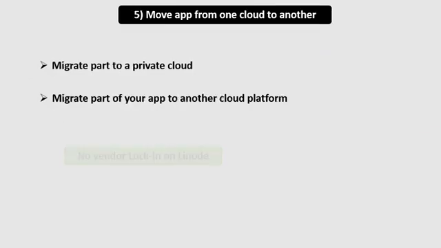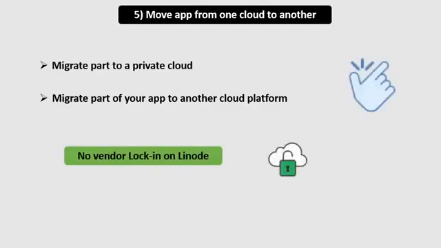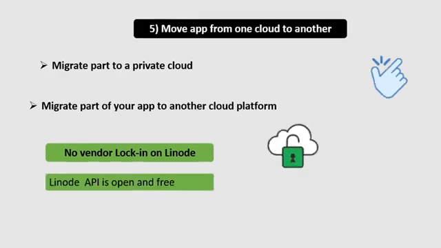Linode, however, doesn't have that vendor lock-in, which is a great thing. If you come to the point where you actually need that migration or partial migration, you would be able to easily do that and move your workloads to other platforms. And they do that by being an open cloud and having their API completely open and free. So they don't lock you in with their native API.